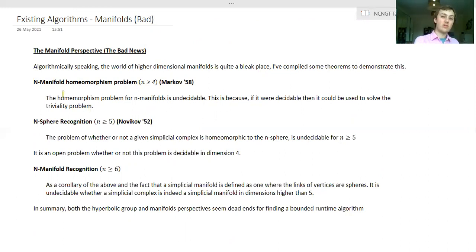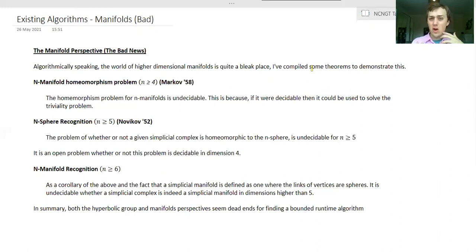All of the problems of finitely presented groups appear here and mess everything up, and you can't perform your algorithms. For n greater than or equal to 5, you can't even check whether a manifold is arguably the simplest manifold, the n-sphere. And because in n greater than or equal to 5 you can't check whether something's the n-sphere, in n greater than or equal to 6, one dimension up, you can't check whether things are real manifolds, because to do so, you would have to check whether things were spheres. Okay. And so in summary, both the perspective of hyperbolic groups and, at least in higher dimensions, the perspective of manifolds seem like dead ends for finding a bounded runtime algorithm.